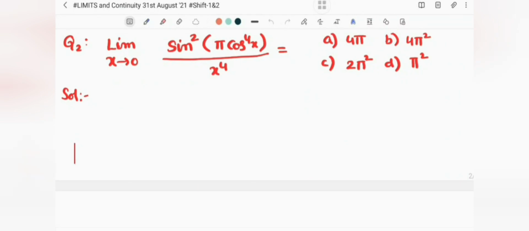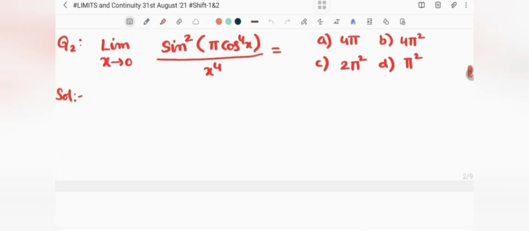Here, if you observe, it becomes an indeterminate form. If x is equal to 0 and we substitute, cos power 4 of 0, cos 0 is 1. So sin square pi gives 0 by 0 form. Whenever we get 0 by 0 form, an indeterminate form comes.